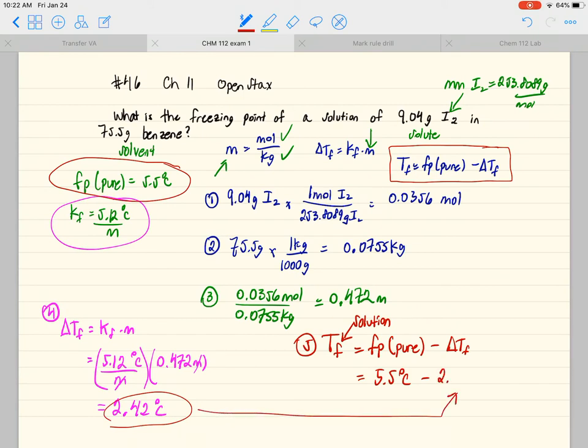2.42, and I'll round this off to the tenths place. So 5.5 minus 2.42 is 3.08. I'll round this off to 3.1. Okay. So the freezing point of this solution should be 3.1 degrees Celsius.